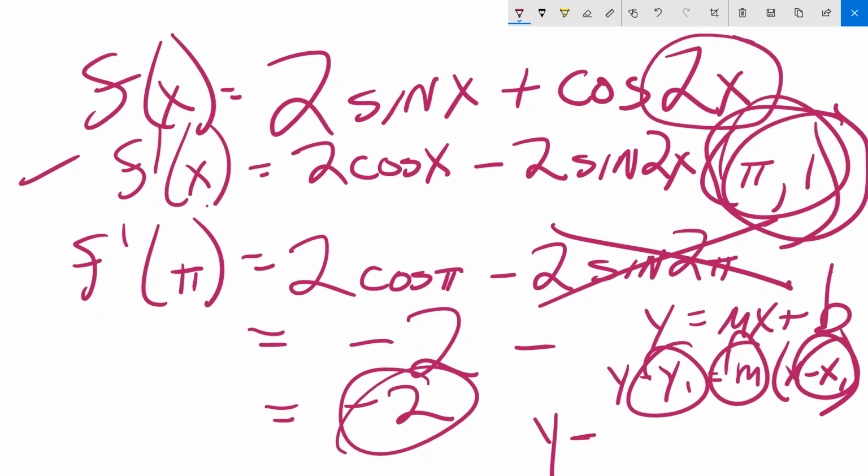What's y sub 1? Y sub 1 is, that's 1, right? Correct. What's the slope? Negative 2. What's the rest of it? X minus pi. And that is the final answer. I do not have to simplify that. That is in point slope format.